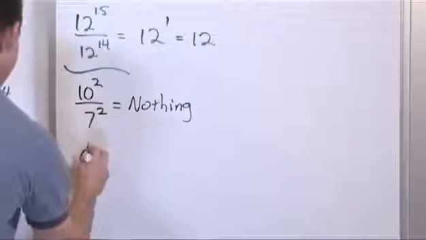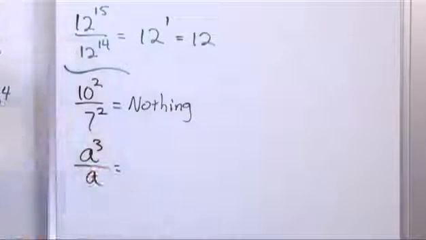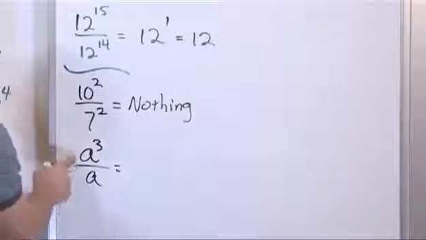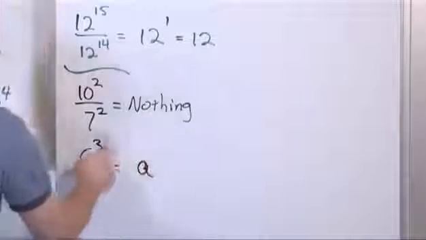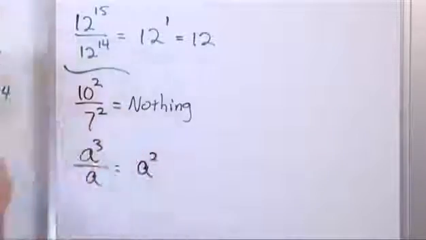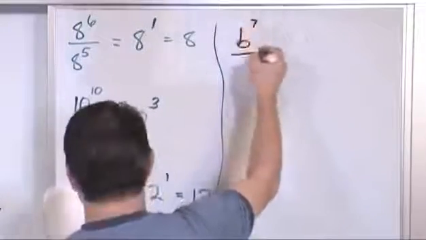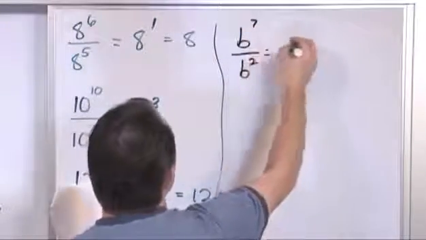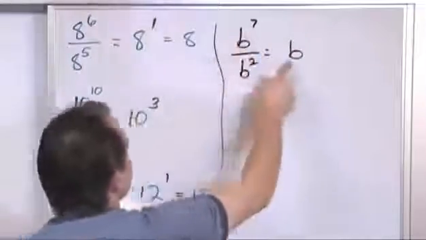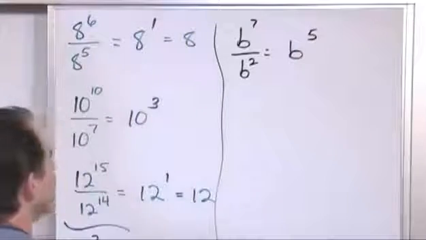Now what if I have a cubed divided by a? A cubed divided by a. Well, I have the same base, so it's going to be a. 3 minus 1, because there's an implied 1 here, 3 minus 1 gives me 2. Let me go up here to give me a little bit more room. What if I have b raised to the power of 7 divided by b squared? Well, I have the same base, so I write that down. 7 minus 2 should give me 5, so I'm going to have b to the power of 5.